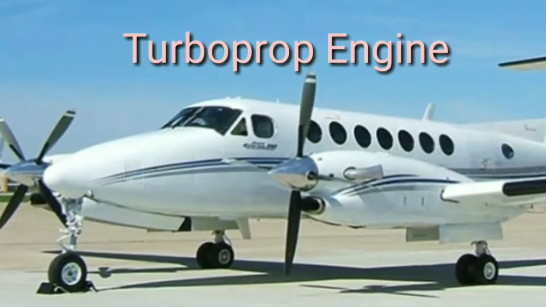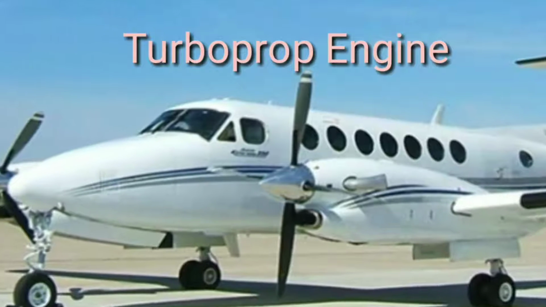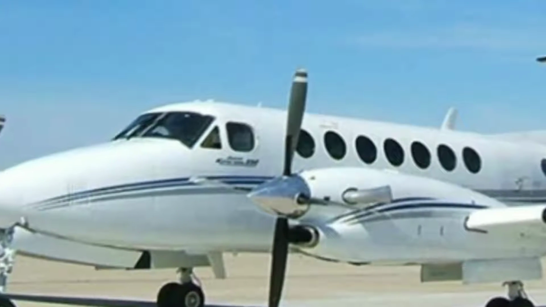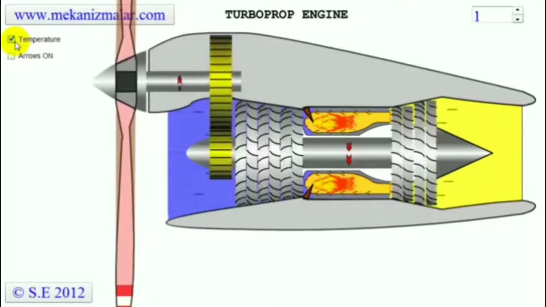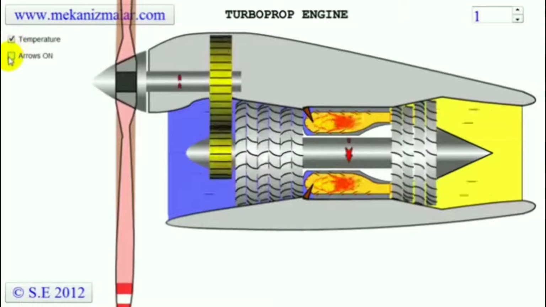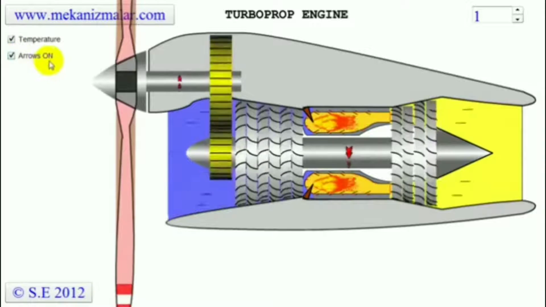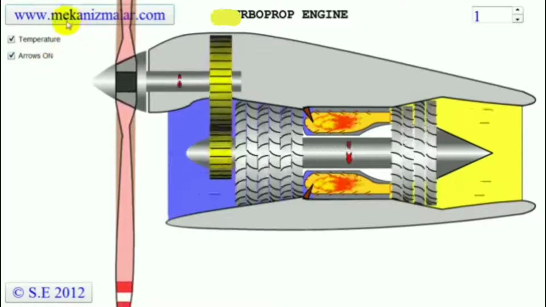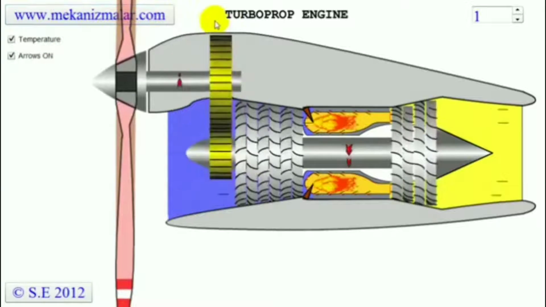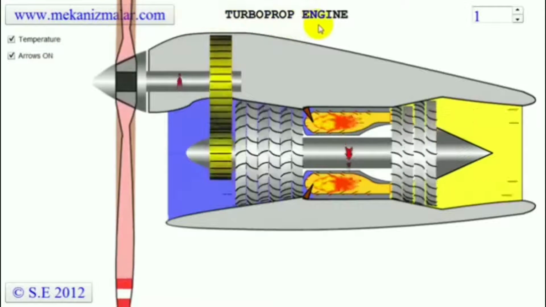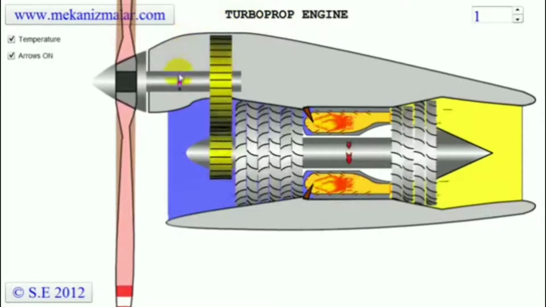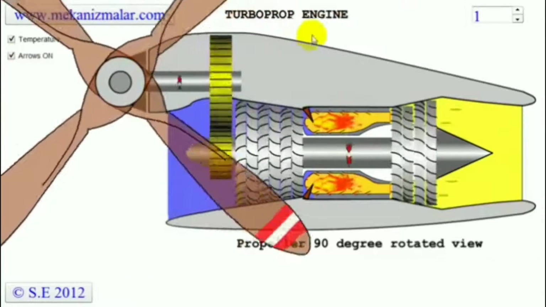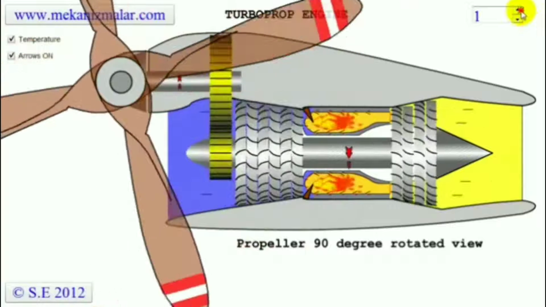The next, which is called the turboprop engine, works similar to a turbofan or a turbojet engine. The only difference is that the hot combustion gas, after expanding through the turbine, is transmitted to the reduction gear shown in yellow, and then to the propeller. The further expansion of gas occurs in the propeller nozzle, where the gas exhausts to the atmosphere.